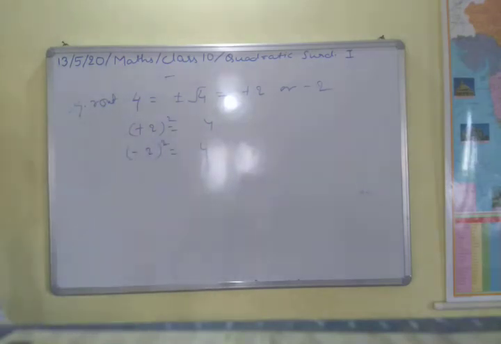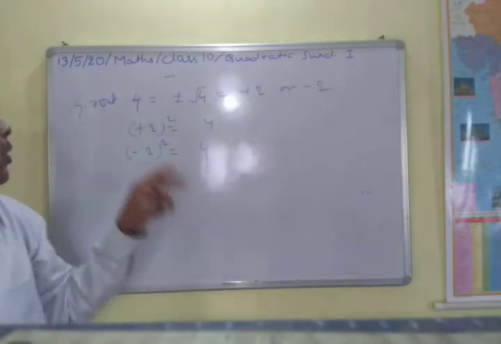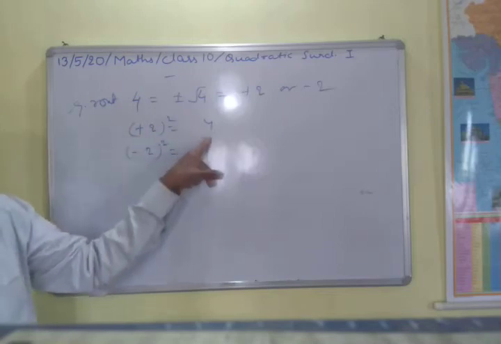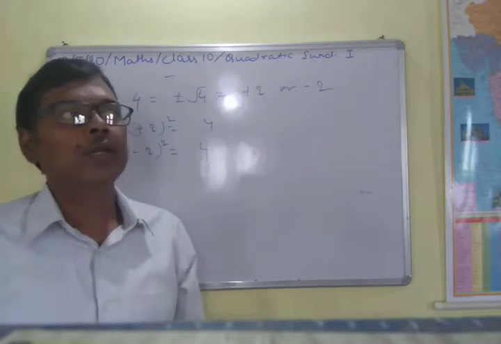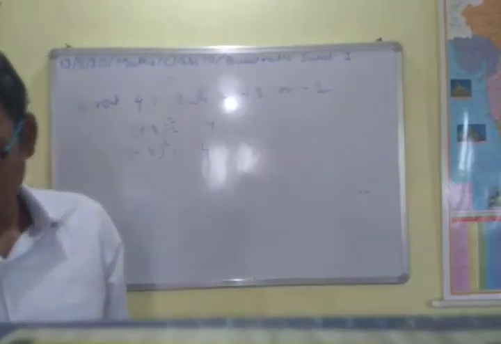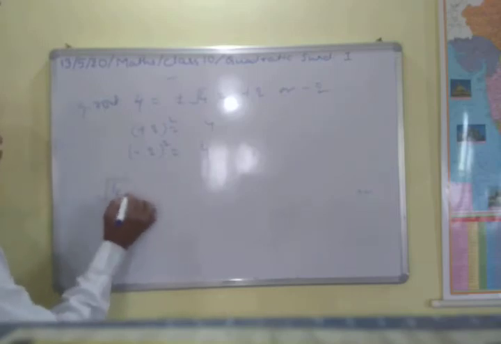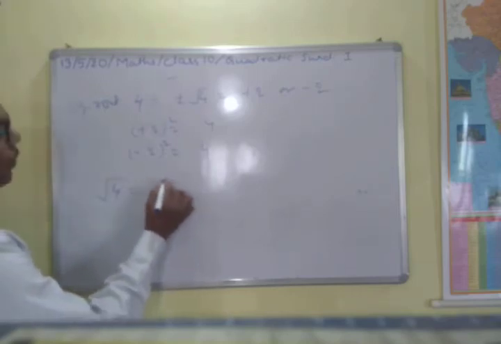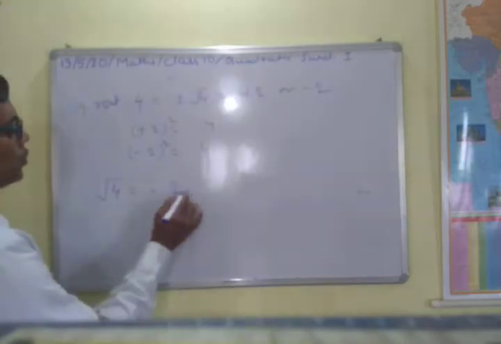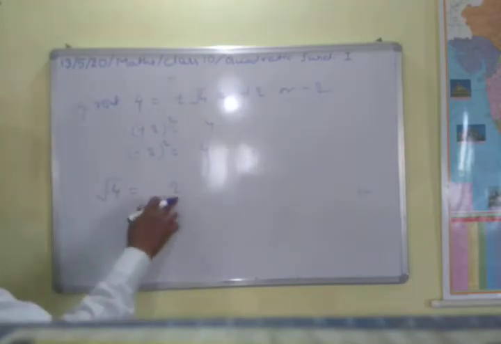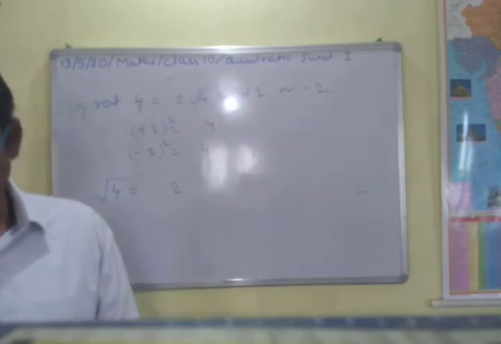So that is why whenever we say the square root of 4, we write 2 or minus 2, both, because plus 2 squared is 4 and minus 2 squared is 4. But according to the definition, whenever we write root 4, we take only the positive value of the root. So root 4 we will always write as 2 here.